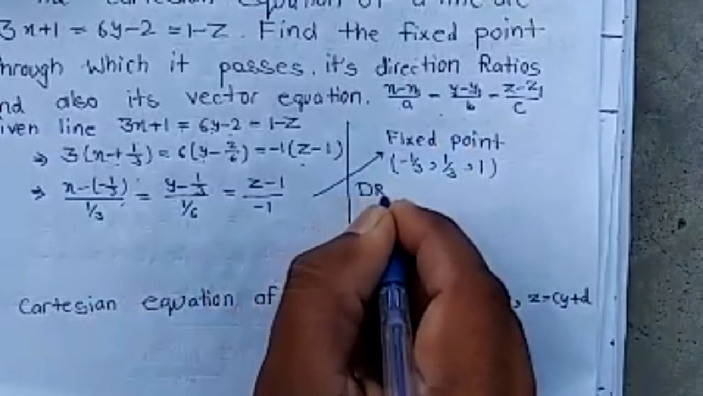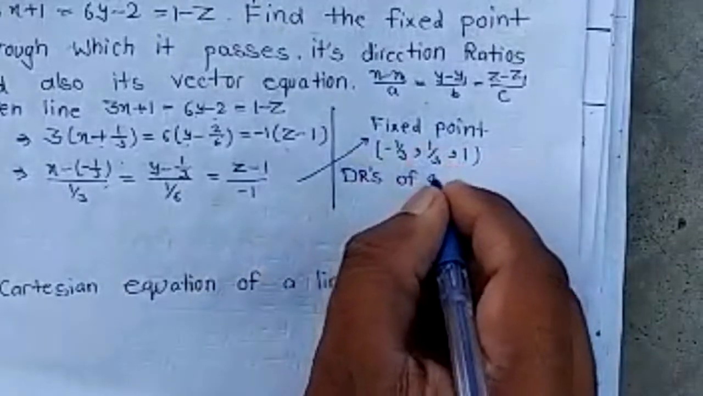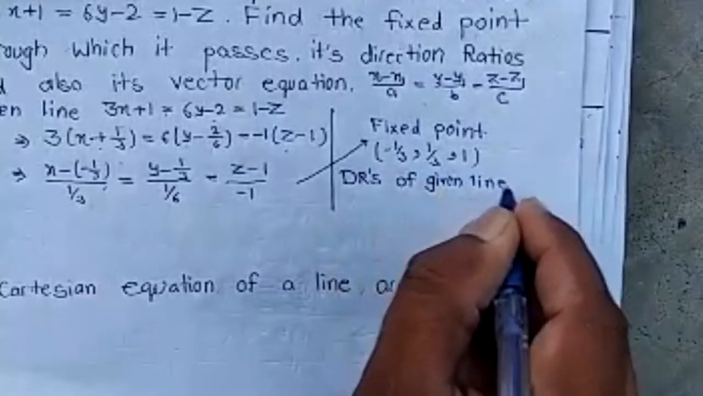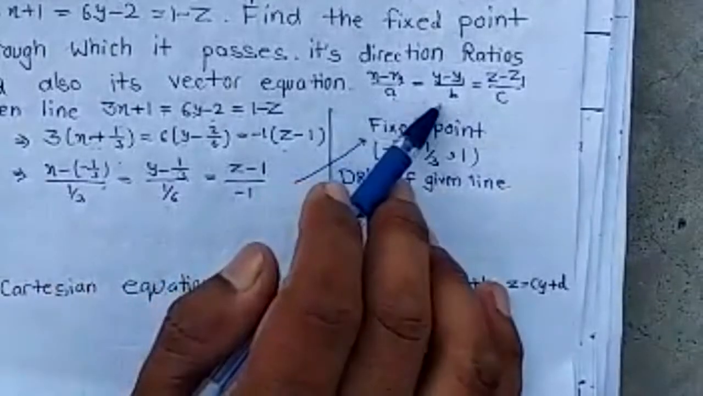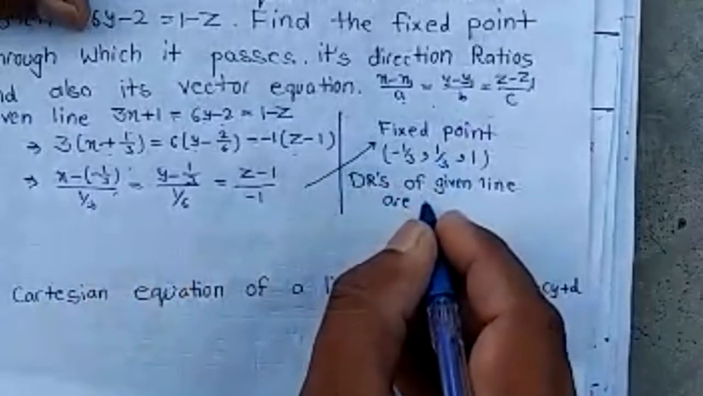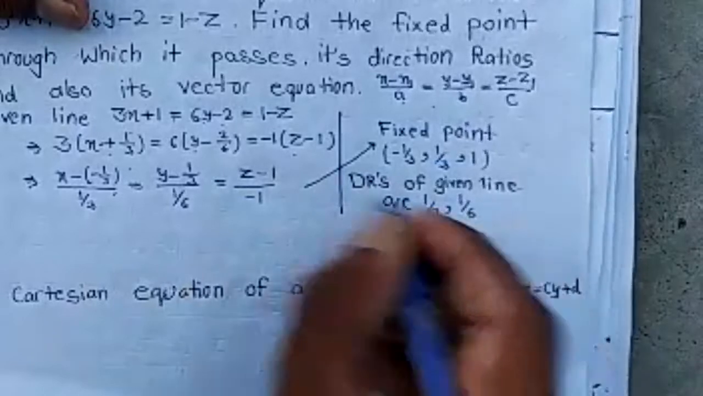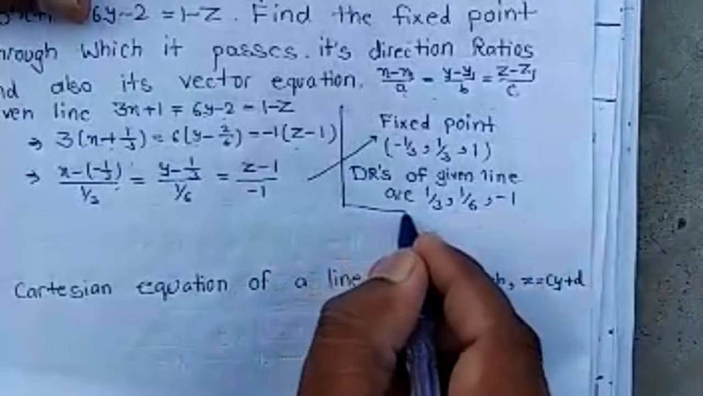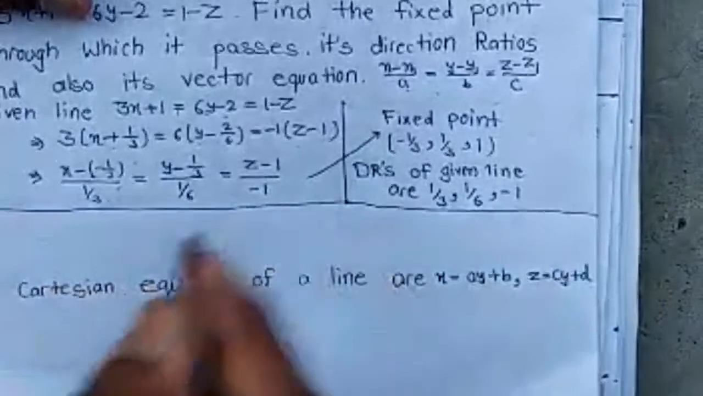Direction ratios of the line are a, b, c. Means the value of a is 1 by 3, b is 1 by 6 and c is minus 1. Now change it into vector form.